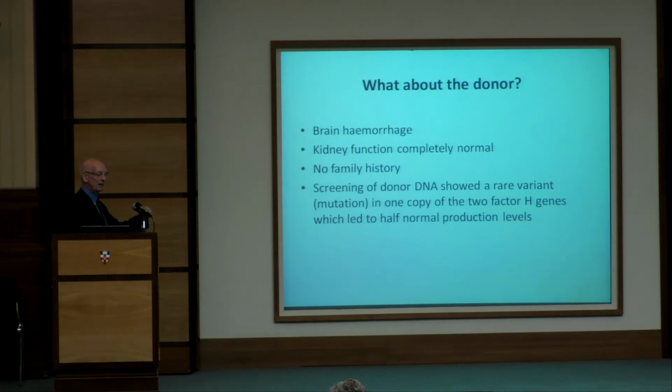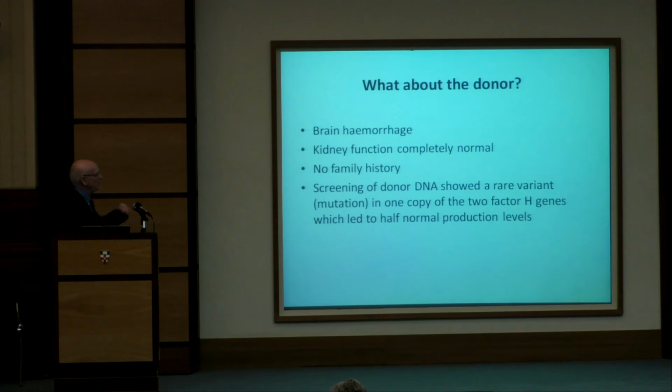We were able to get DNA, which is stored routinely from all donors in the UK for this very reason, for what we're doing here. And we screened the donor DNA, and we found that the donor had a rare variant, a mutation, in one copy of the 2 factor H genes, and this variant was leading to the bricklayer stopping laying bricks from that copy of a gene. So this individual, until the time of death, had half normal levels of factor H, came to no harm whatsoever herself.